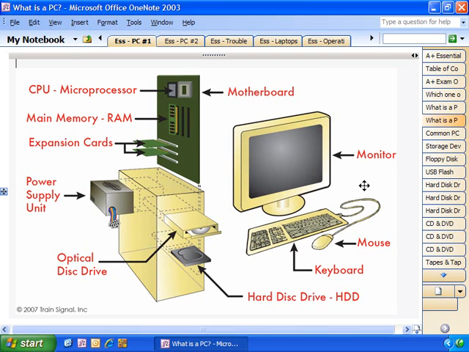Then you have some other pieces that are required really to make a PC usable. Really, all this over here, this is the personal computer. But without a monitor, you're not going to be able to see what's going on with the personal computer. So although the monitor technically is not a component of the personal computer, it's a separate component called a monitor that hooks up to the personal computer.